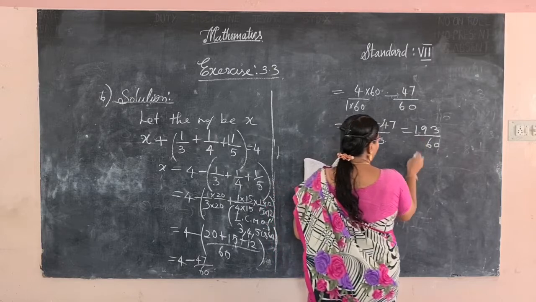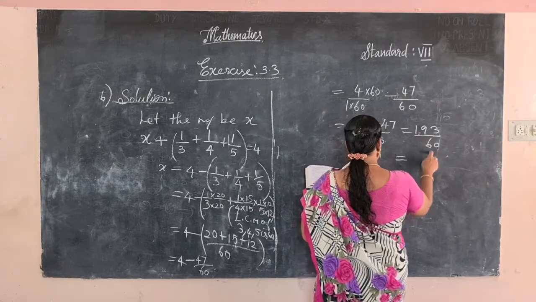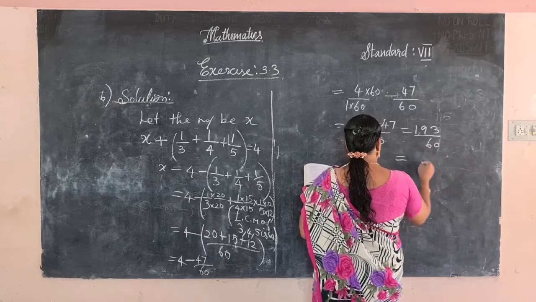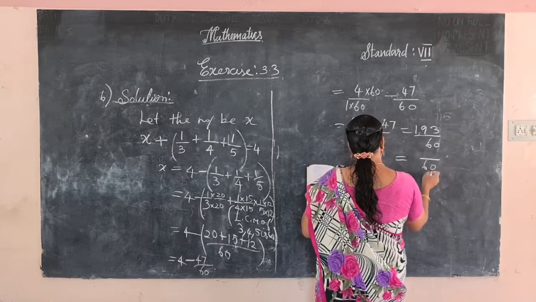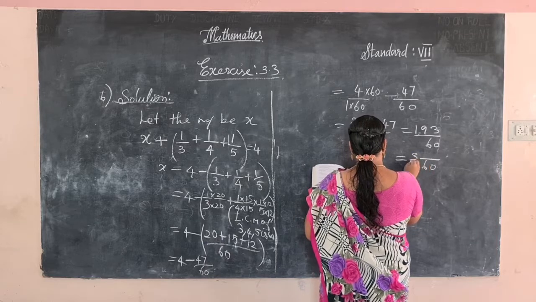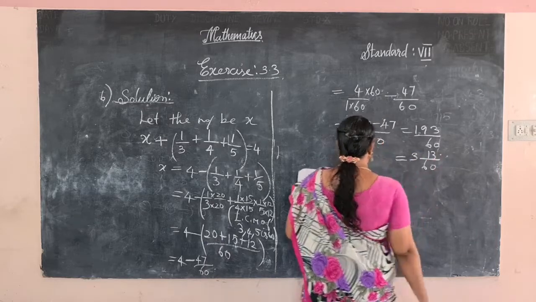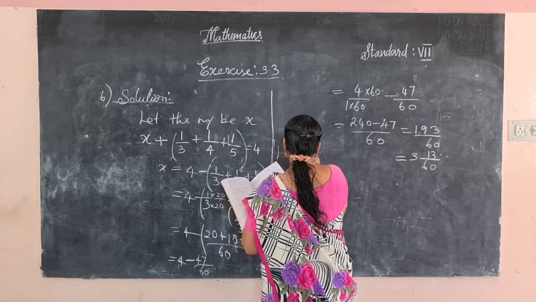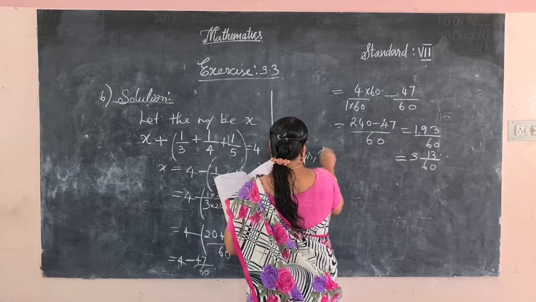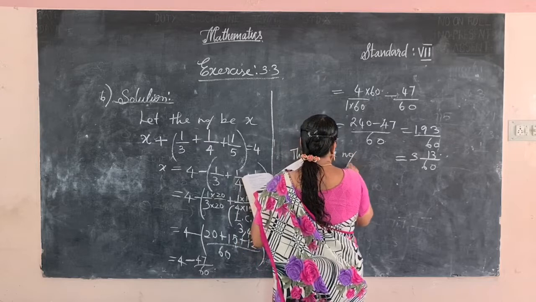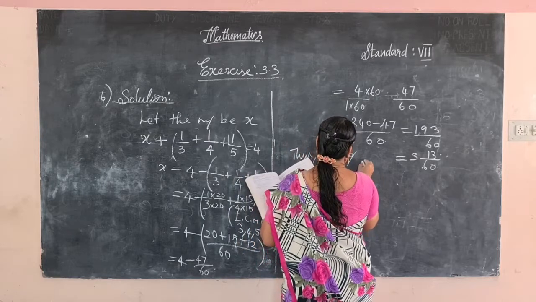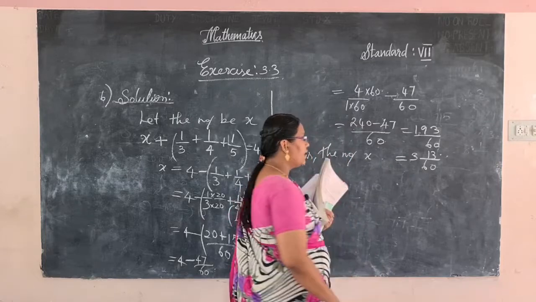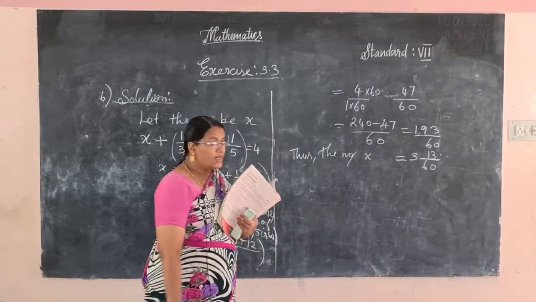193 by 60. So how many times is it possible? 3 times. 60 threes are 180 plus 13. That is the answer. So the number x is equal to 3 13 by 60.